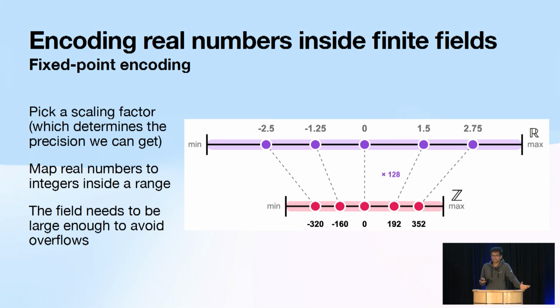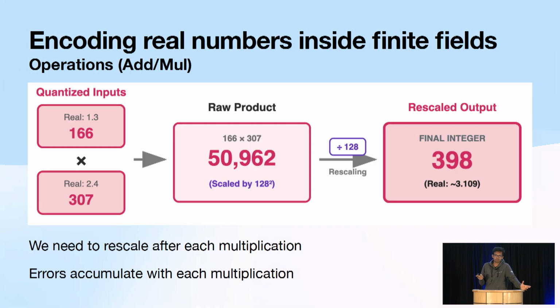But multiplication is slightly more annoying. What happens when you multiply, say, two numbers, maybe 166 and 307? The actual product becomes significantly larger than what you expect because it has been multiplied by the scaling factor twice. So you end up having to divide by the scaling factor to rescale or truncate the number once you compute a fixed point product. This truncation step has two problems. One is it makes your prover time slow inside your circuit. The other is it loses accuracy, because you're truncating, you lose some information each time you do this.